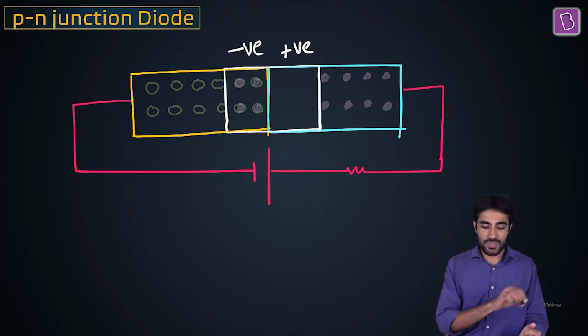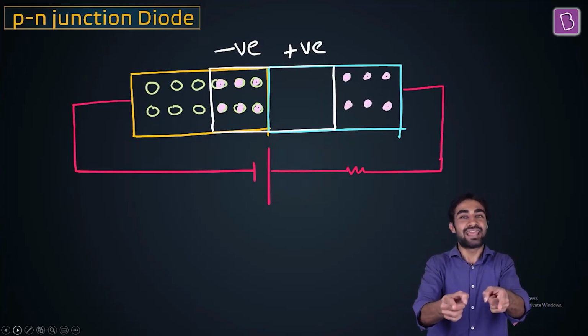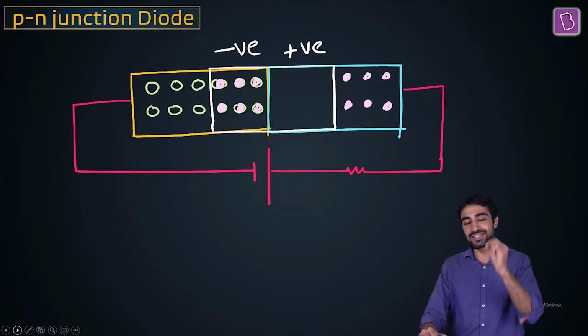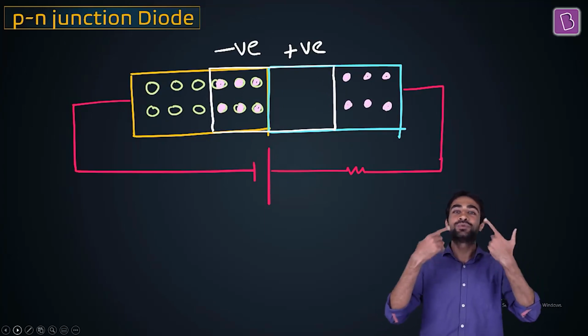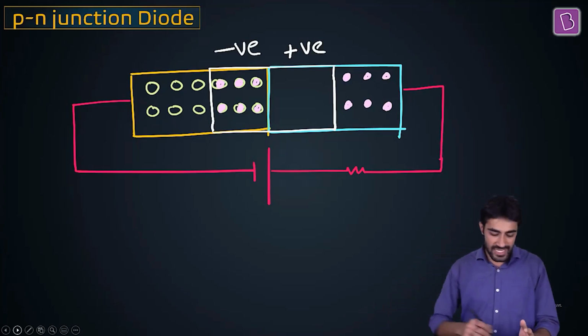So here goes the depletion region. It increases. So this is how we increase the depletion region: do the reverse biasing. Okay, now let's do something else.